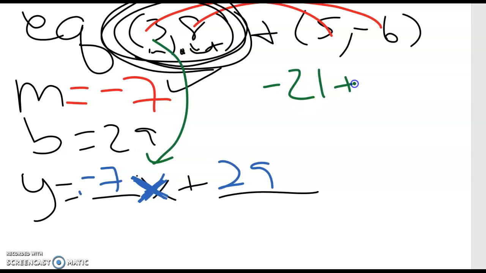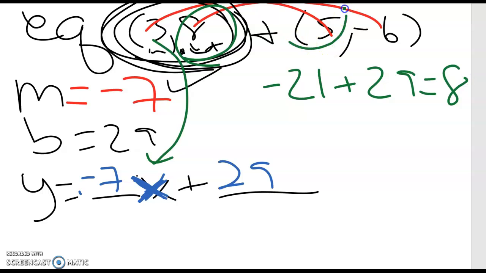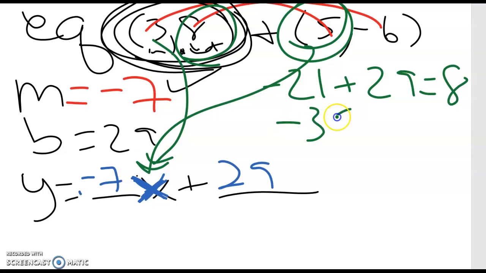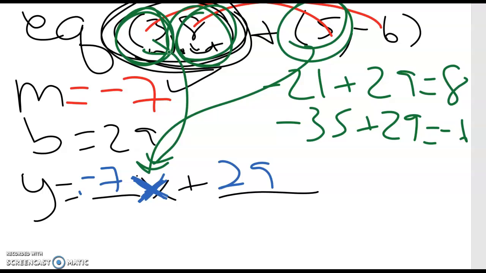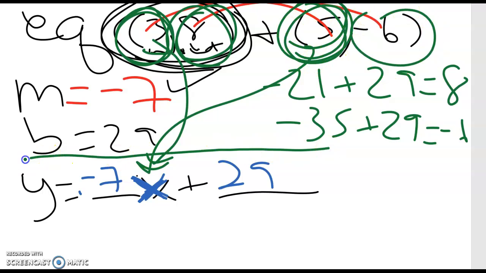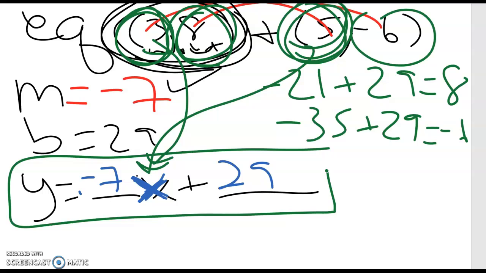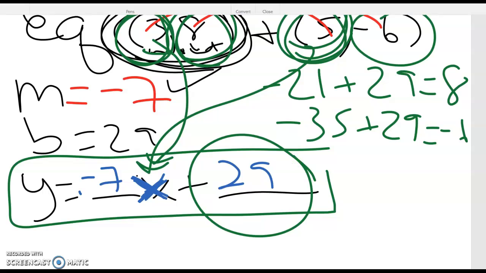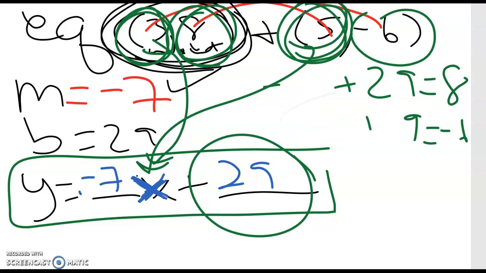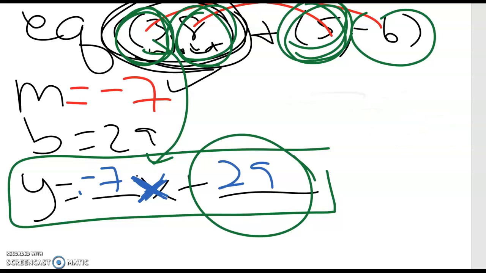Negative 21 plus 29, does that give me an output of 8? The answer is yes. And then I'm going to try this input and see if it works. So negative 7 times 5 is what? Negative 35 plus 29. That equals a negative 6. So since this formula with this input gives that output, and this formula with this input gives this output, I know this is the correct formula. Now, what could be going on here? It could be that you have a science experiment that started at 29 degrees, and it is decreasing by 7 degrees every second, and what will the temperature be after so many seconds, and so forth.